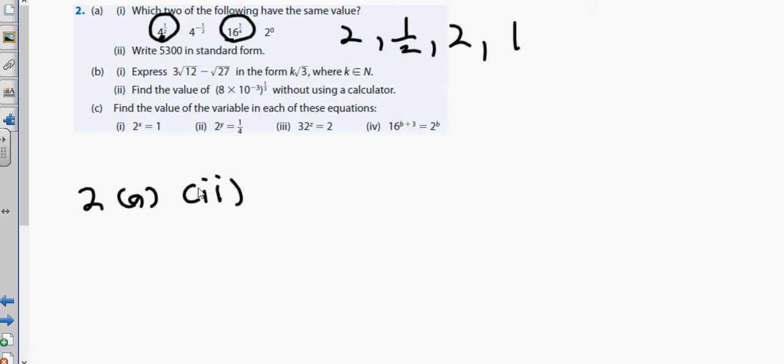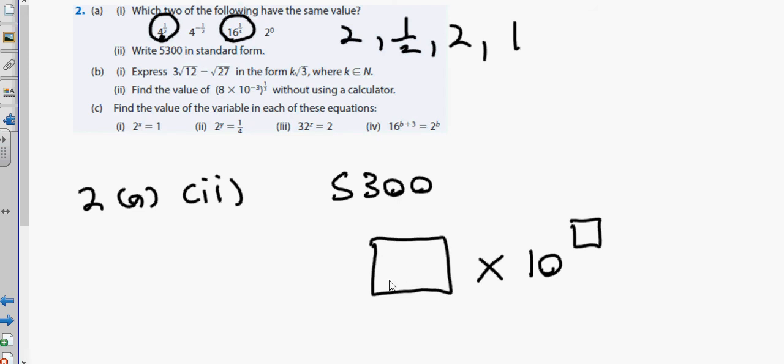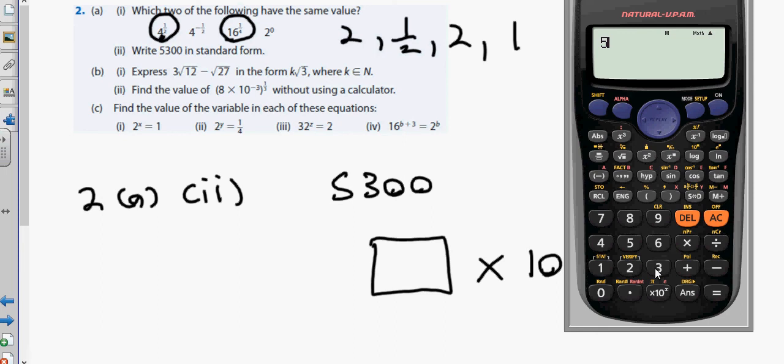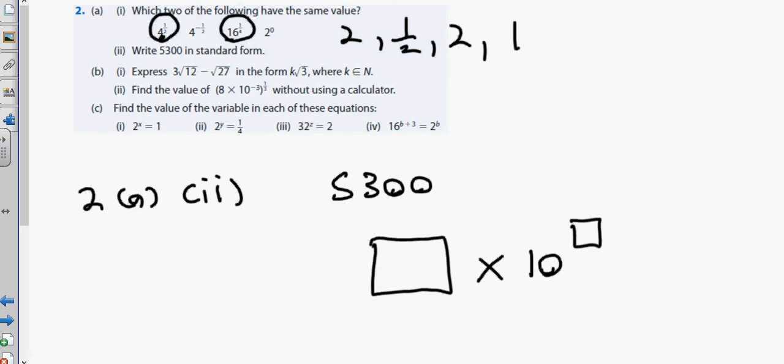Now 2a part 2. And what we're going to have here is: write 5,300 in standard form. Now remember, standard form is a number between 1 and 10 multiplied by 10 to the power of something. So what we do is you get 5,300, and you keep dividing by 10 until you get a number between 1 and 10. So that's once, that's twice, that's 3 times, so 5.3 times 10 to the 3.